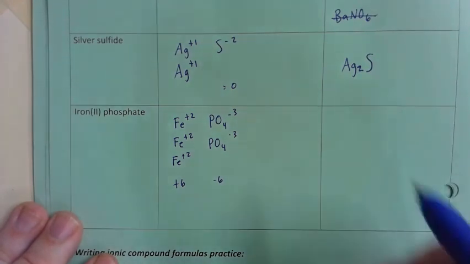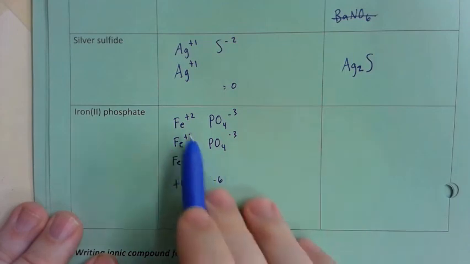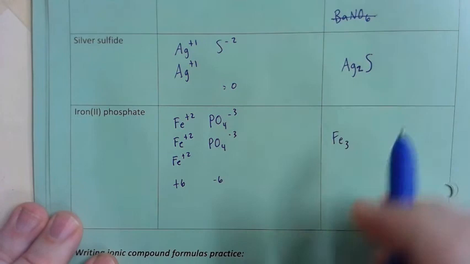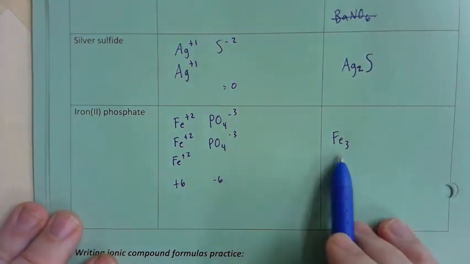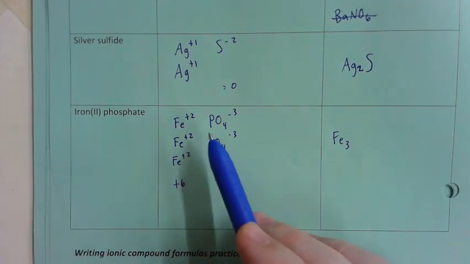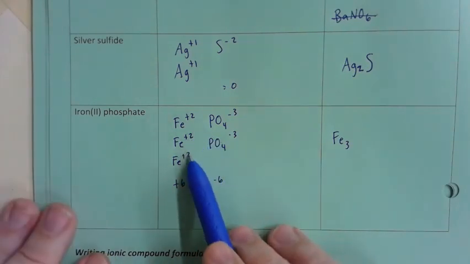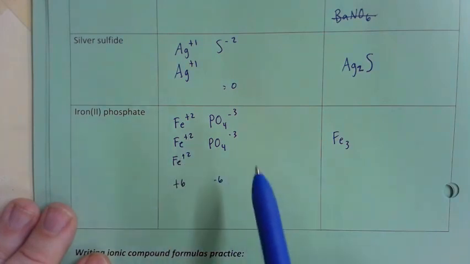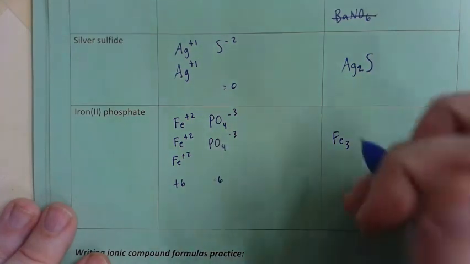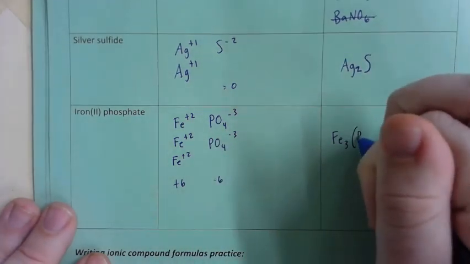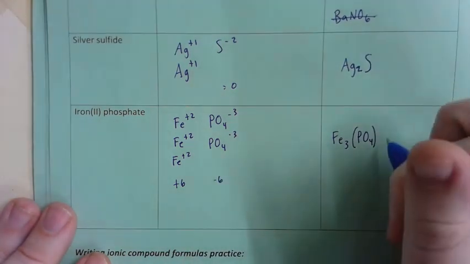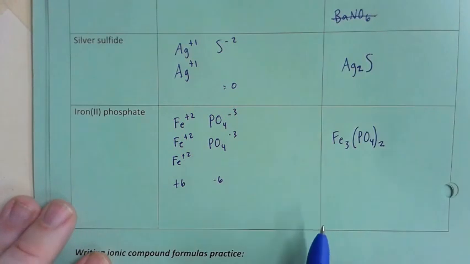When I write this into a compound, I have 1, 2, 3 irons, so I write it as Fe3. No parentheses needed here for my iron because it's a monatomic ion, right? Or it's not a polyatomic ion. There's only one element in this ion. Right? But here I have phosphate, a polyatomic ion, and I have multiples of it, so we must put it in parentheses. Right? And then I have 2 of them, so I put a 2 after the parentheses.